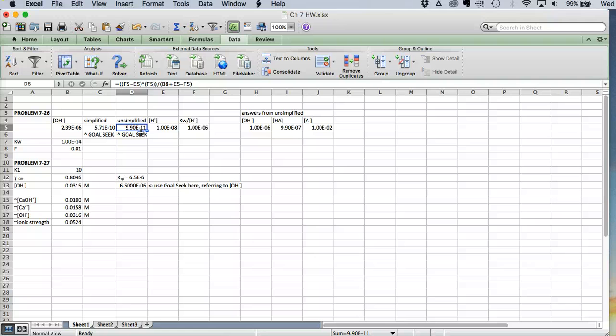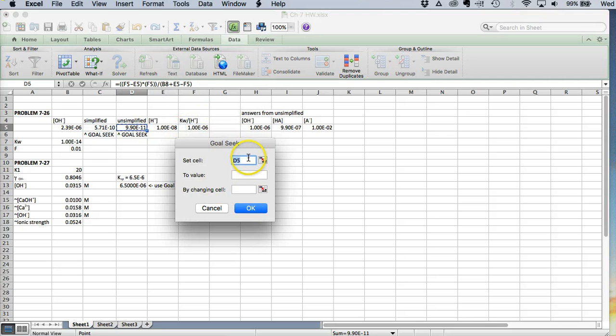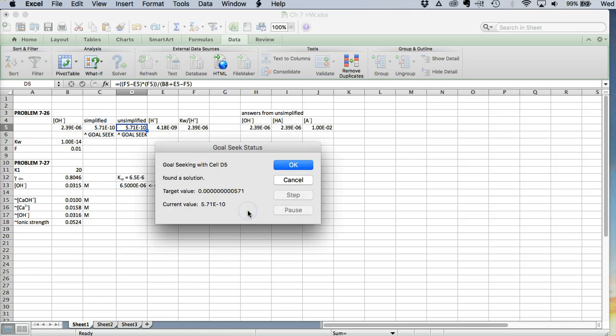And so again, I can just go to my tools menu, and go to goal seek, and I want that cell to get to the value 5.71 times, or e to the minus 10, okay? And I want that to do it by changing my proton concentration. So there we go. Again, the value that GoalSeek found matches exactly the target value.